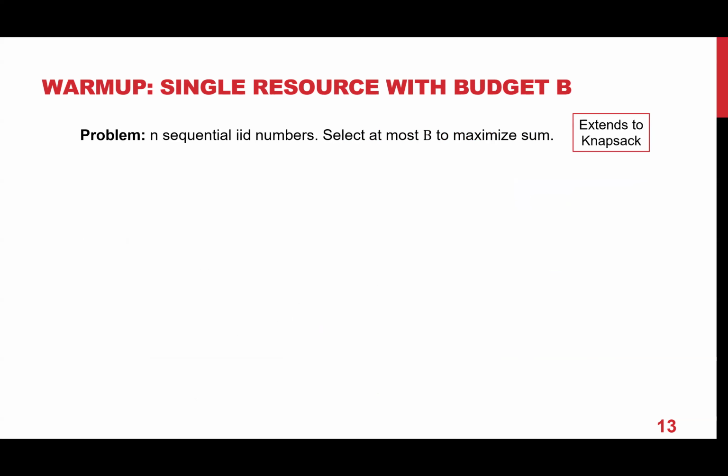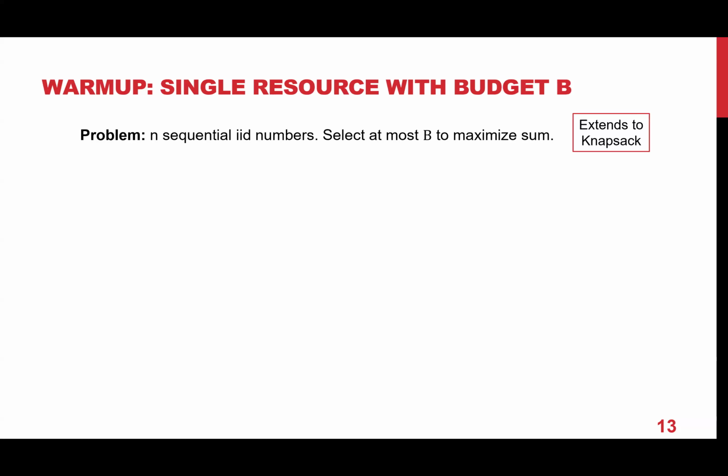So let's try to do a simple exercise first. Let's solve this problem for a single resource. That's getting closer to what Bobby Kleinberg was studying in 2005. Suppose I have a single resource, and I have B copies of it. In other words, think of it as n numbers coming one by one. You can select at most B of them, and your goal is to maximize the sum of these numbers. Because it's a single resource, you don't even have to think about higher dimensional actions. It's literally just whether I accept the number or not.